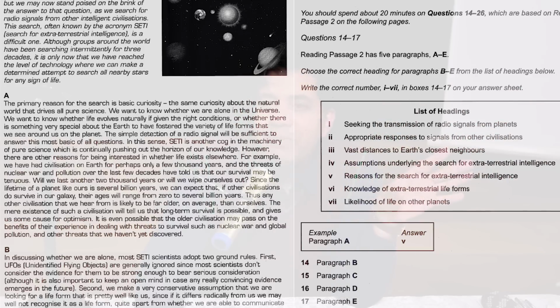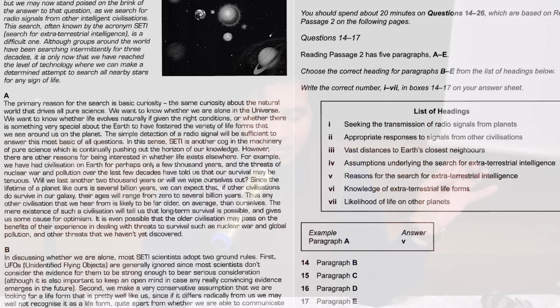Will we read heading number 5? No. Because we crossed it already. We are not going to waste our time on it. Heading number 6, knowledge of extraterrestrial life forms. We don't even know how the life exists there. We read somewhere about that.